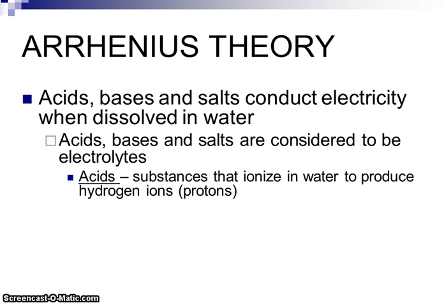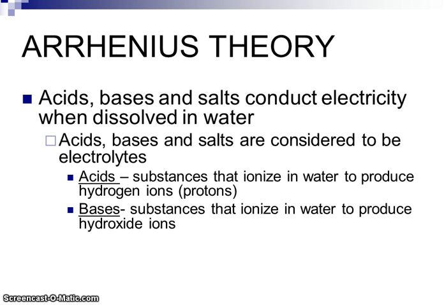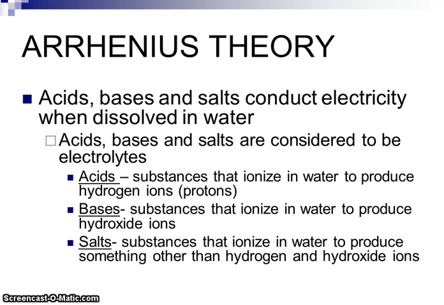Acids are substances that ionize in water to produce hydrogen ions as their positive ions. And hydrogen ions are also sometimes referred to as protons. Bases are substances that ionize in water and produce hydroxide as their negative ions. And salts are neither acids nor bases. So they're substances that produce something other than hydrogen as their positive ion and something other than hydroxide as their negative ion.